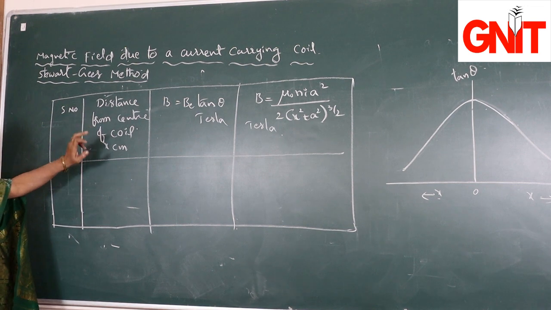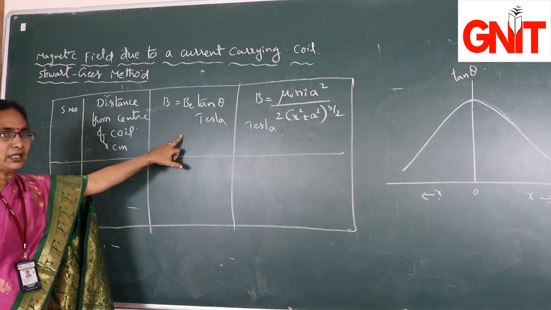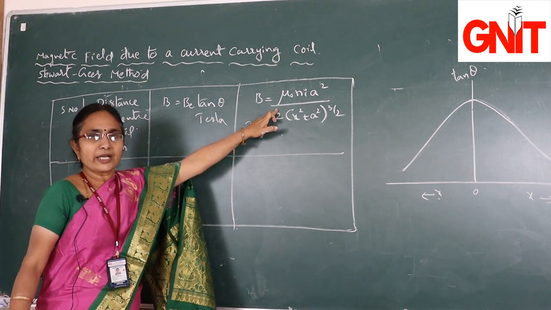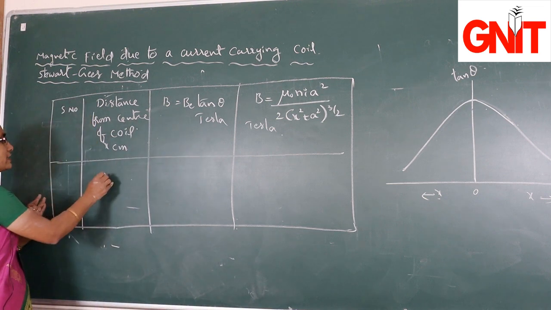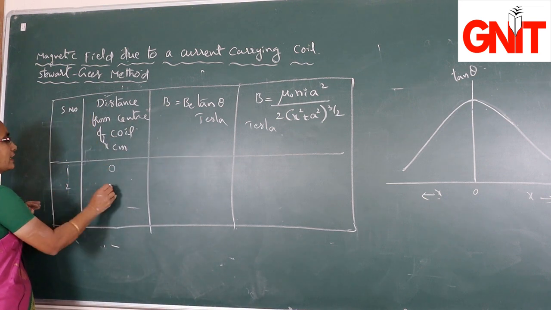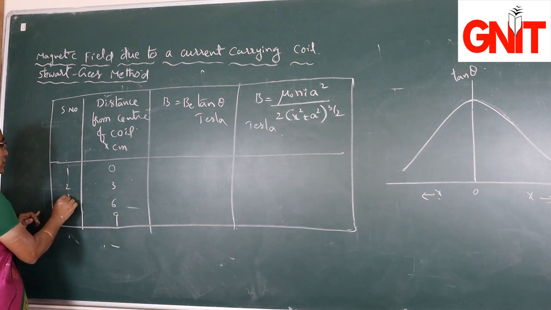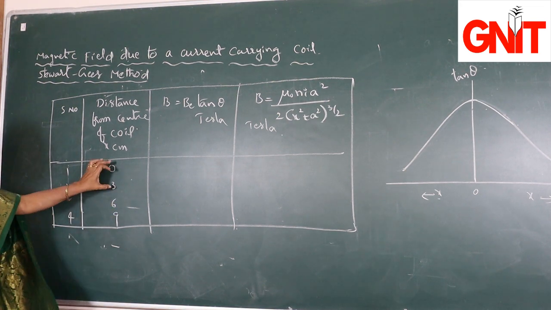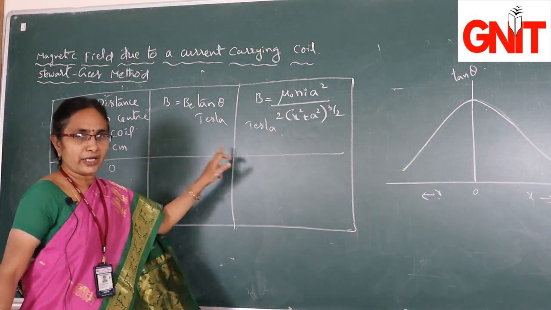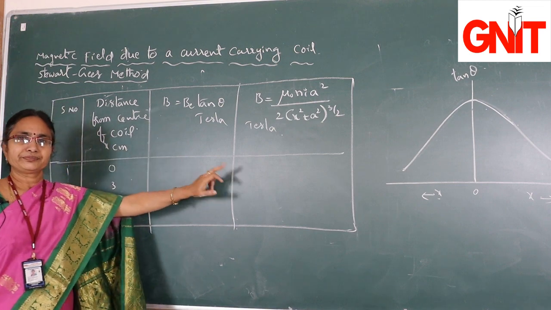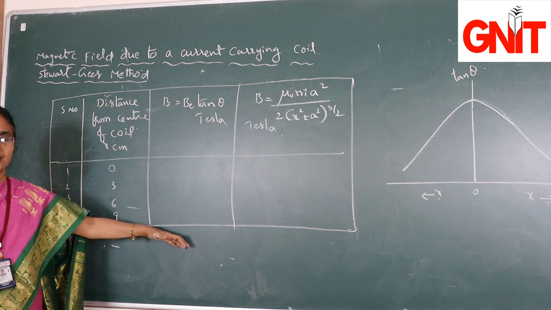You will calculate the value of magnetic field by this formula, and you will calculate magnetic field by another formula, and you will compare these two values. For each distance, say you are taking 0 distance and 3 centimeters, 6 centimeters, 9 centimeters, each time you measure the magnetic field by this formula as well as this formula. Now, compare these two values. If these two are coinciding, then that means your experiment is correct.